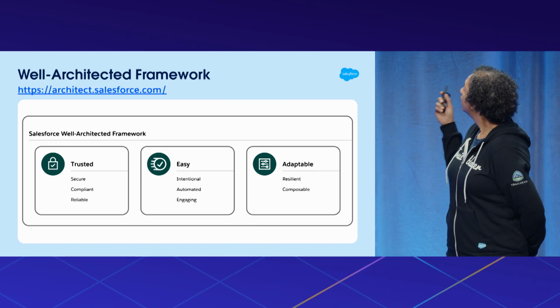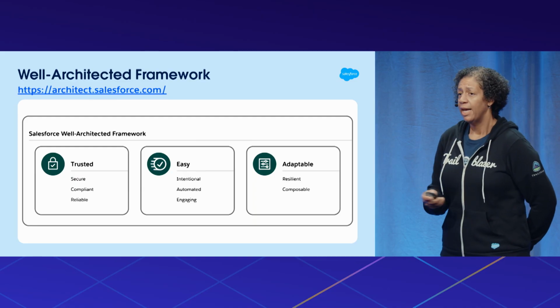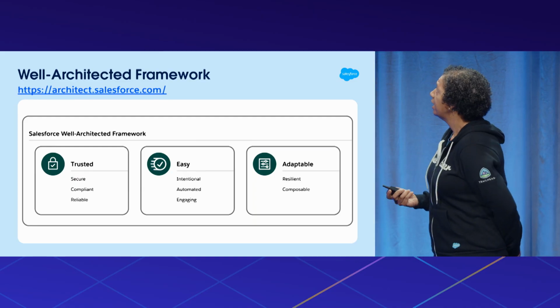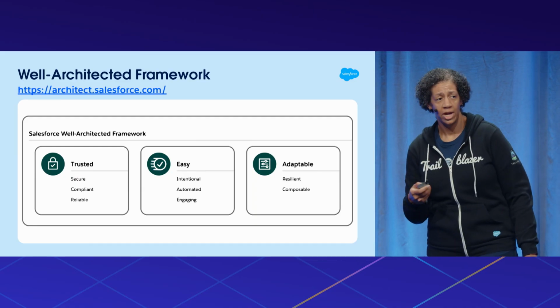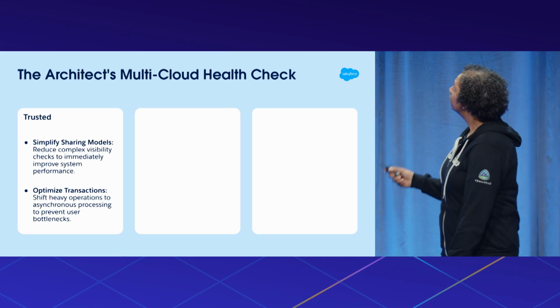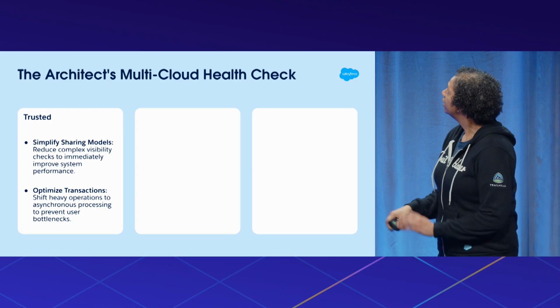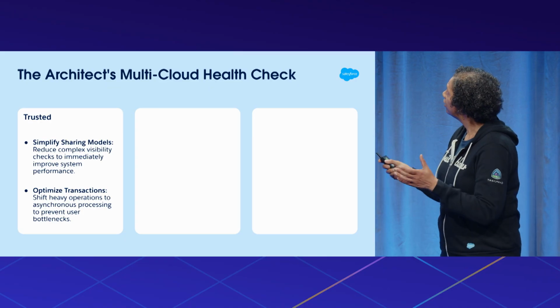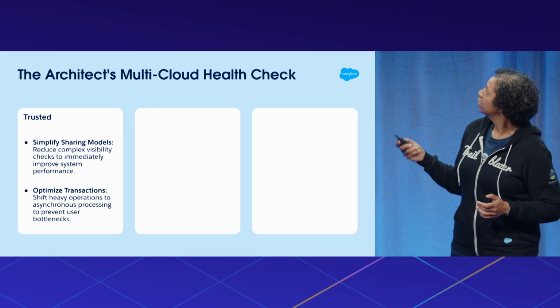So we'll talk a bit about trusted, easy, and adaptable, and how you can sort of wrap this around the decisions that you're making, and how you can use this to help you check the health of your org. So the first one, we'll talk about trusted. Simplify your sharing models, right? Reduce your complex visibility checks to immediately improve your system performance.